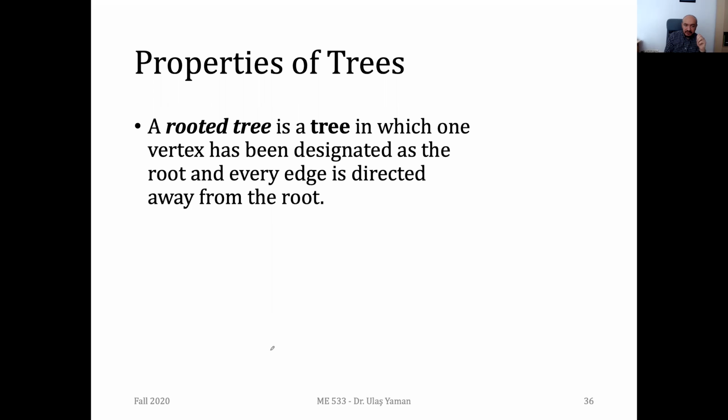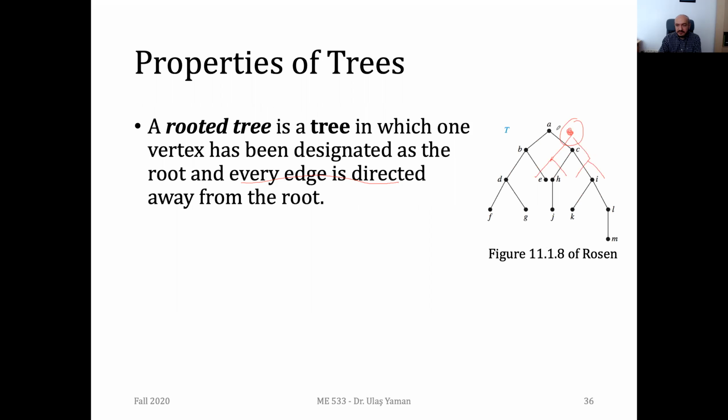And the root will be the node actually, as you see, every edge should be directed away from that root. If that's the root, then we may have such children and children of other children, grandchildren. So this is the root. And as you see, every edge of this tree is directed away from the given root.